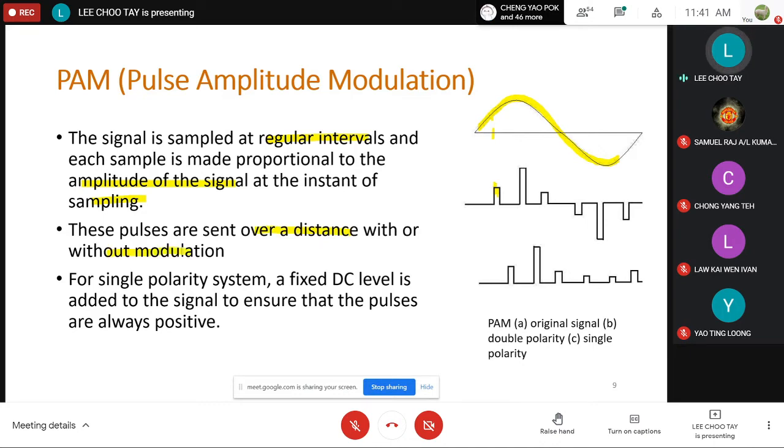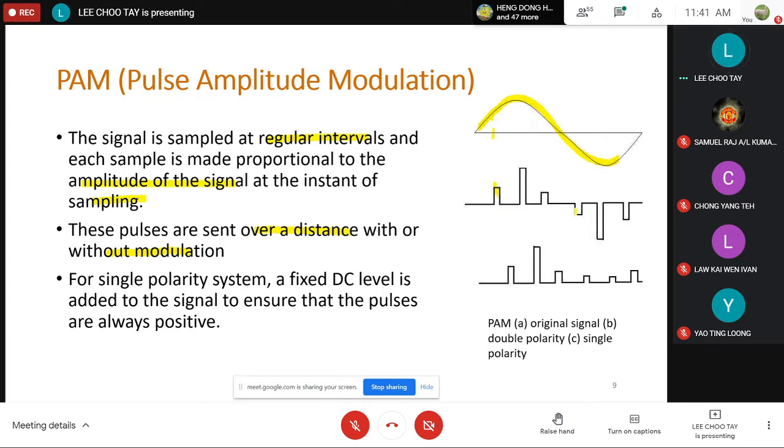If you were to send pulses like this, you definitely have to send them through wire, a cable. You can't send pulses like this wirelessly. If you want to send pulses like this wirelessly, you have to perform modulation. As far as this PAM signal is concerned, because the original message signal has positive and negative amplitudes, the PAM also has positive and negative amplitudes.